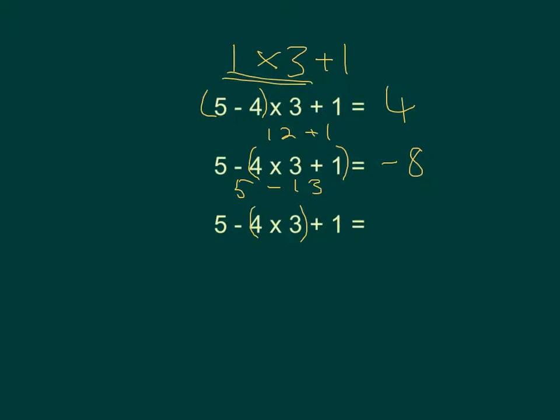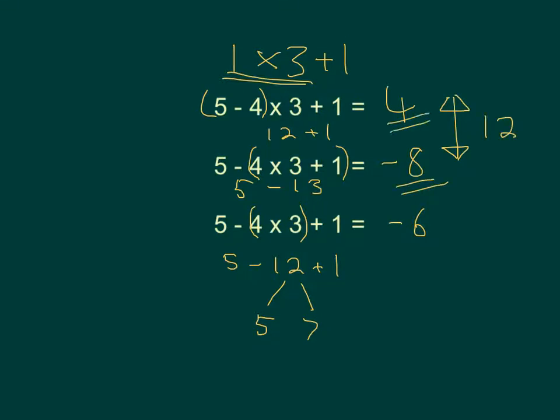And then on the last example, I've got 5 take away 12 plus 1. So 5 take away 12, I split the 12 up into 5 and 7. So 5 take away 5 is 0, take away 7 is negative 7, and then plus 1 means it's negative 6. And you can see here, just with the way I've put the brackets in, there's a difference of 12 between my lower value and my higher value.